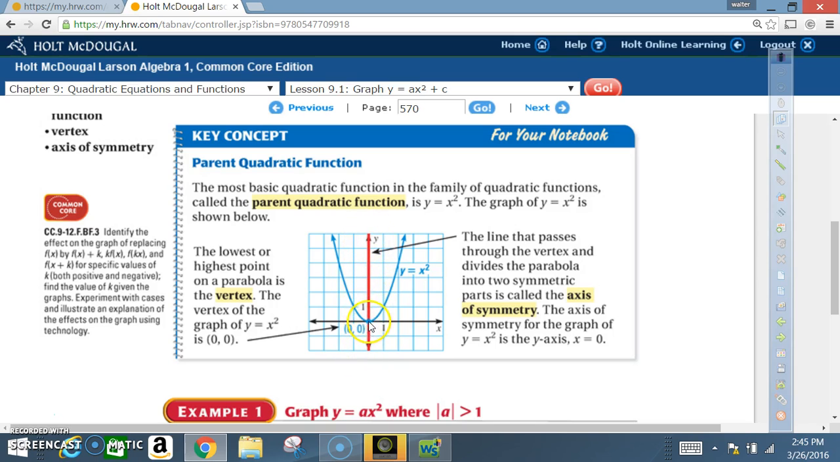Notice, here's 0, 0. Here, x is 1 and y is 1. Here, do you see how x is a negative 1, but y is still 1? So it's the same distance from the x-axis. Same here, same distance. There, there, same distance. Okay? So once again, the red line is your axis of symmetry. Here, this is your vertex.